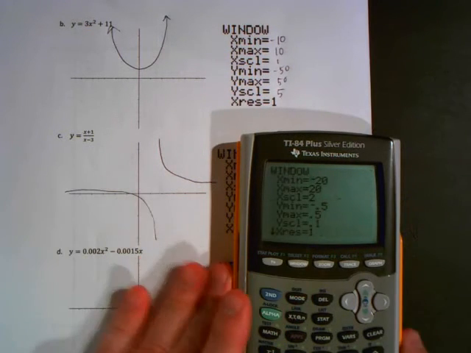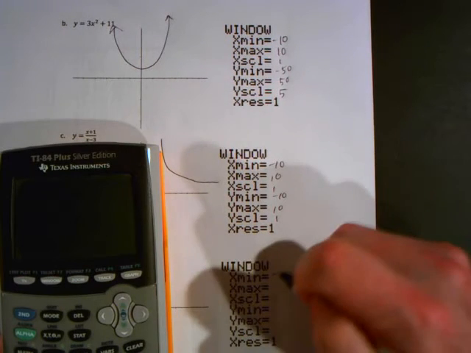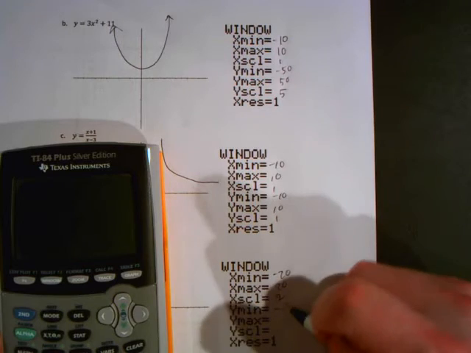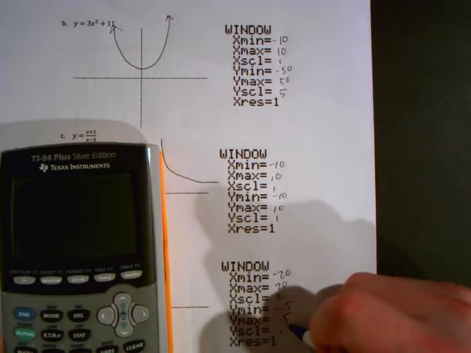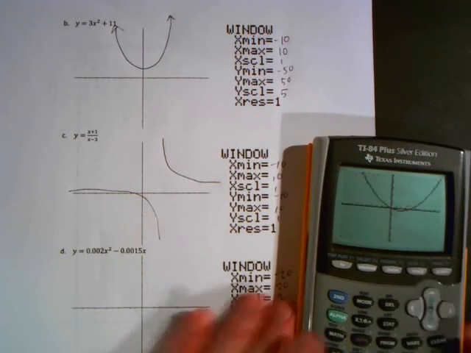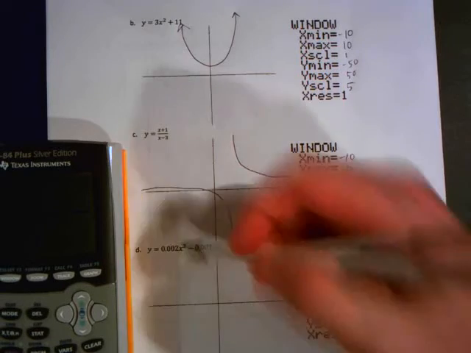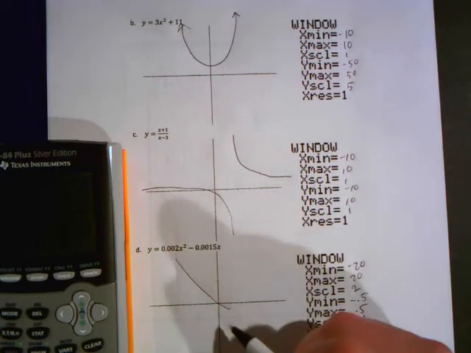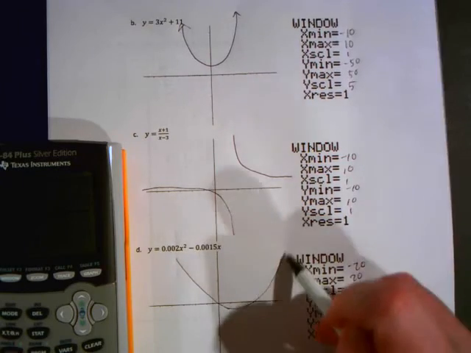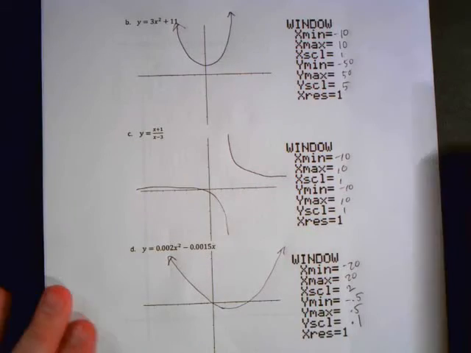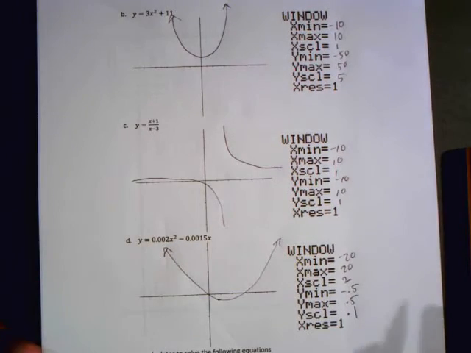Alright, so again I have to write down my window here. Negative 20 to 20, step 2. Negative 0.5 to 0.5, step 0.1. So the moral of the story is there's no single window that's going to work for all graphs. You sometimes have to play with them until you get a picture that looks acceptable, and what's acceptable is hard to explain, but we'll see more about that as we go along.